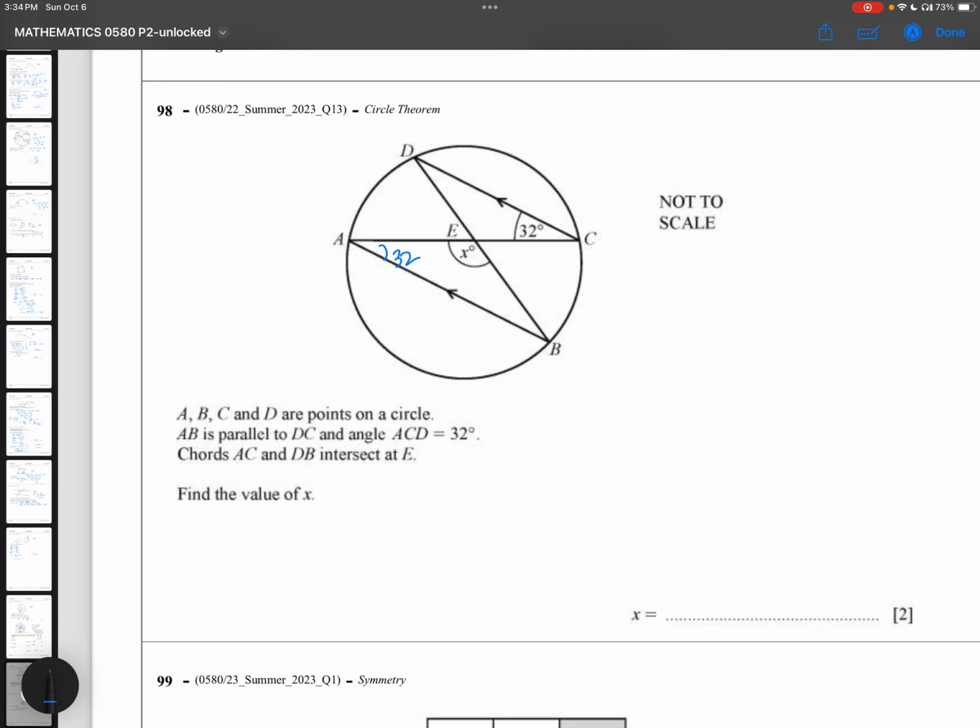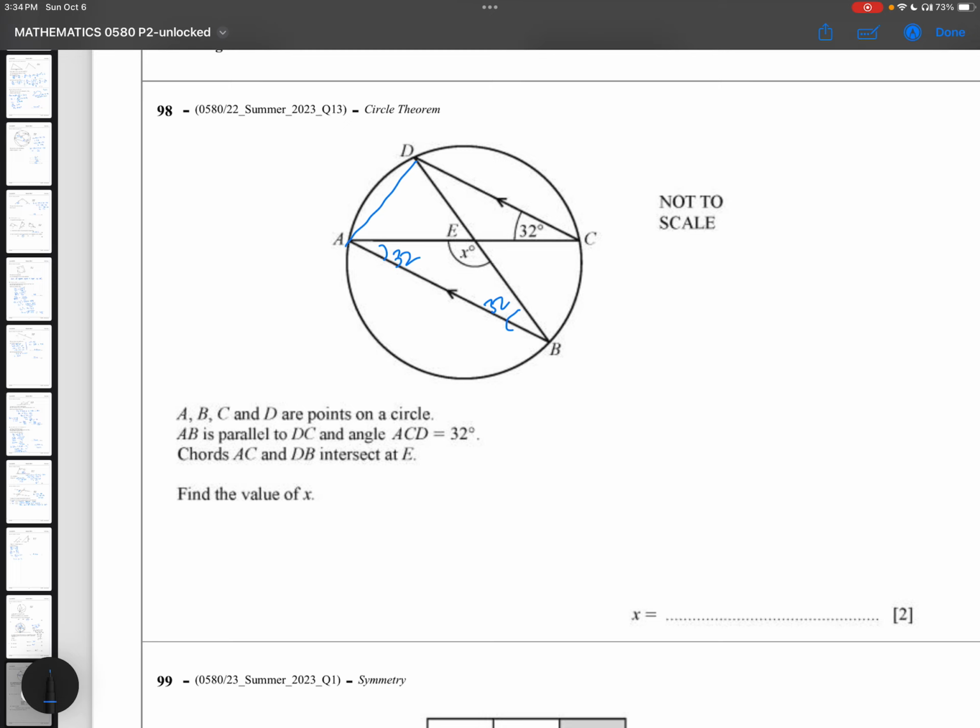So this angle 32 is being subtended by the chord AD, right? And the same chord AD is subtending another angle, this one. So this one will also be equal to 32. Why? Because angle C, which is 32, is subtended by the chord AD, and the angle B is also subtended by the same chord. The angles subtended by the same chord in the same segment are equal.